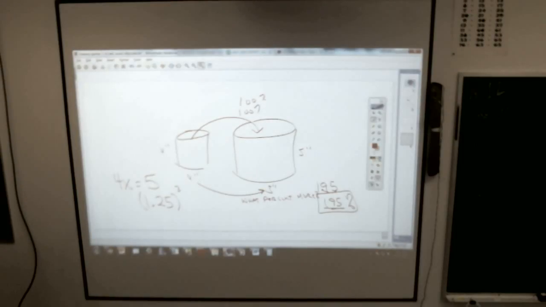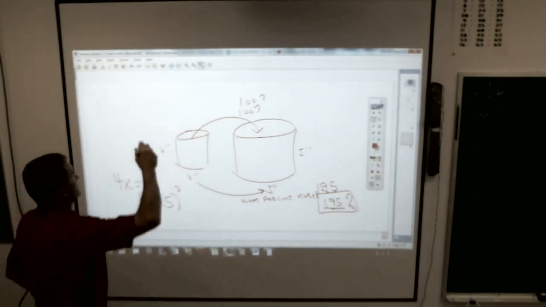A crate with the given dimensions will hold 24 cubes with 12-inch sides. How many 6-inch cubes will the crate hold? Oh boy. Look at, they give you pictures. This one's actually one that I think you can do. 24 cubes with 12-inch sides. This one I think you'd have to actually sketch out.